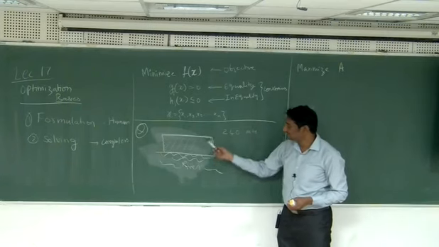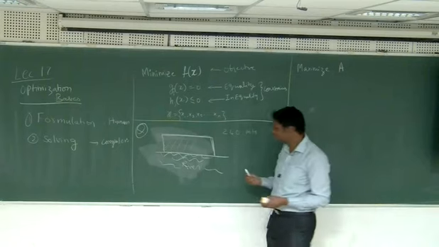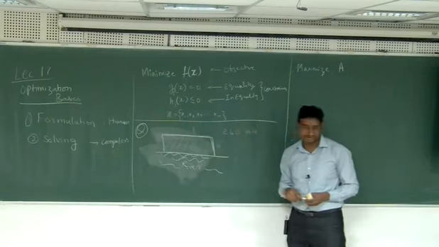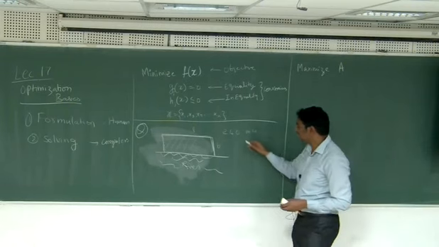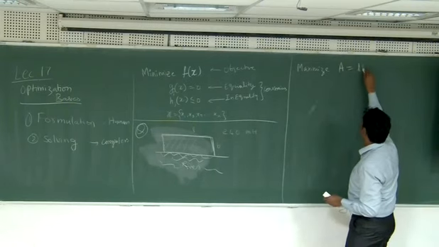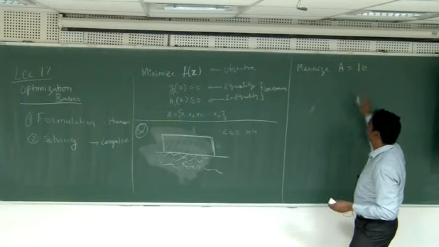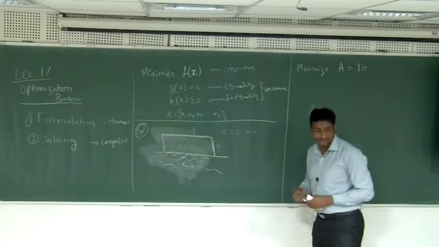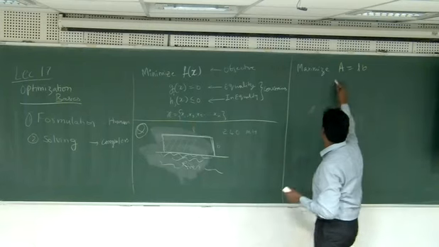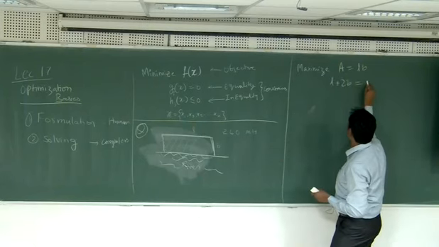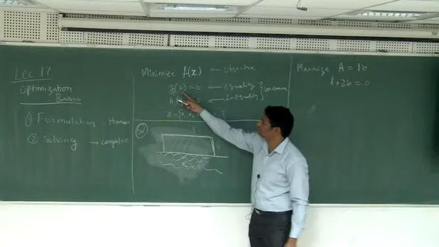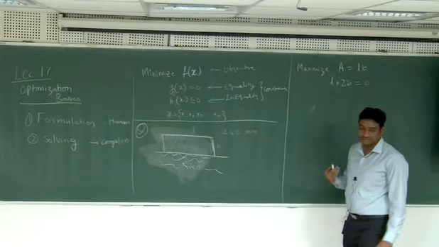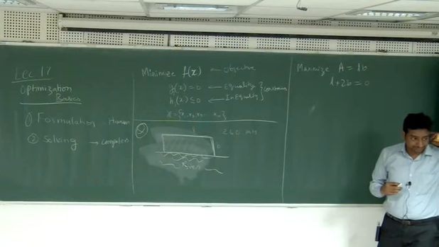So what are the variables here? Length and breadth. Okay. So let's call this B, and let's call that L. So what is the area now? L into B. So I want to maximize L into B. And what is the constraint? L plus 2B equal to 240. So this is the equality constraint, g like this. Is there any inequality constraint? There is no inequality constraint.